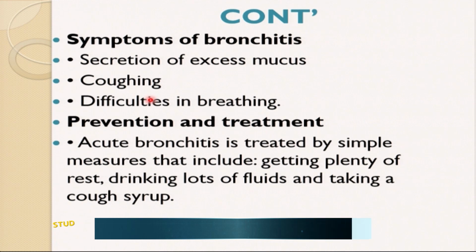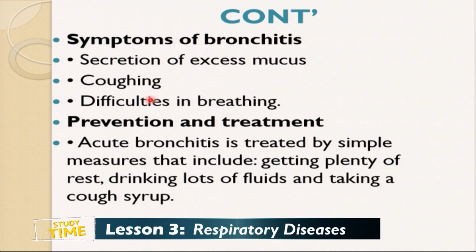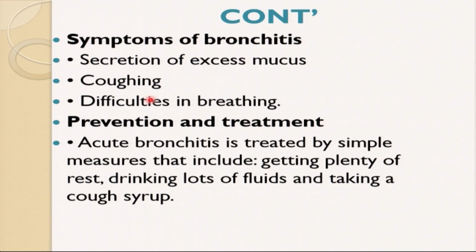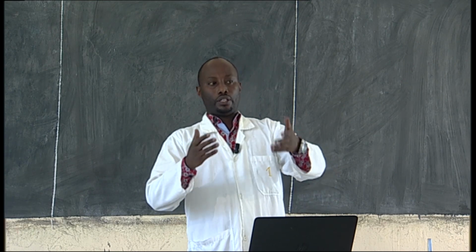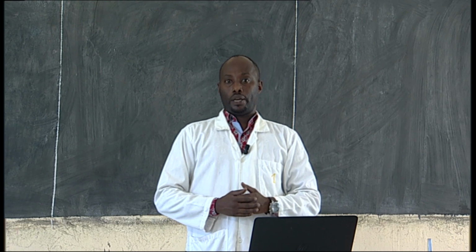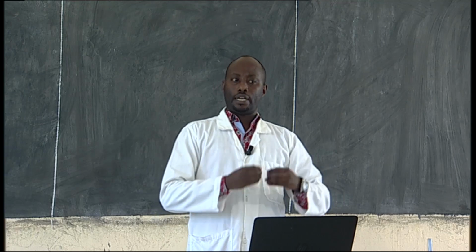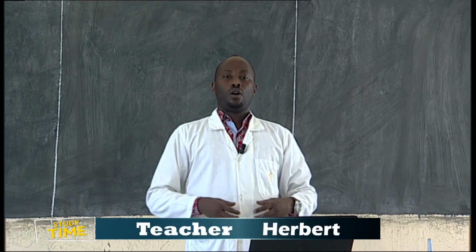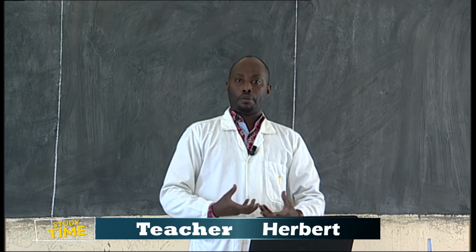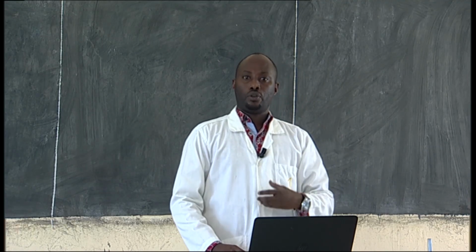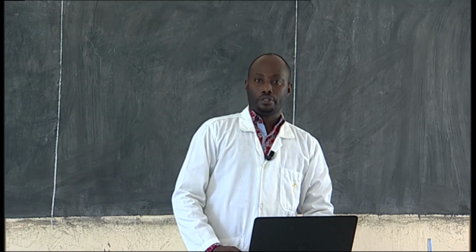How can we prevent bronchitis as a respiratory disease? Acute bronchitis is treated by simple measures, because it starts very quickly and lasts for a few days, unlike the chronic one that starts slowly and lasts a long time. So how do you treat it? Get plenty of rest. Drink a lot of fluids, including juice and water, and take cough therapy. I know some of you visit pharmacies where you can access cough therapy and get relief from acute bronchitis.